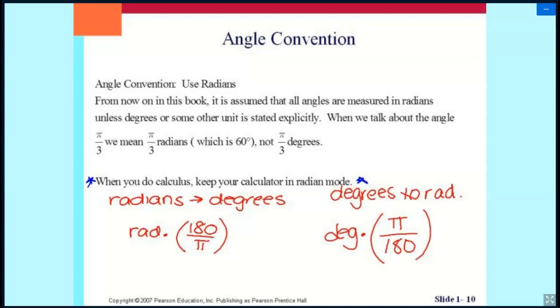So again, our textbook will use radians for all angle measure if they do not specify. So everything is in radians unless they specify. Pi thirds, we don't usually say it, but that means pi thirds radians. Again, we know that's equivalent to 60 degrees. Do not ever tell me pi thirds degrees.